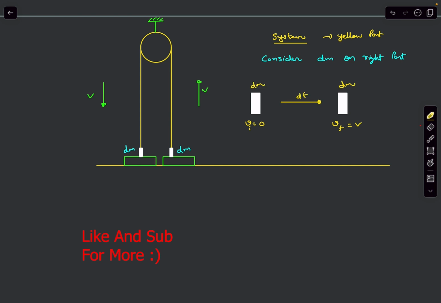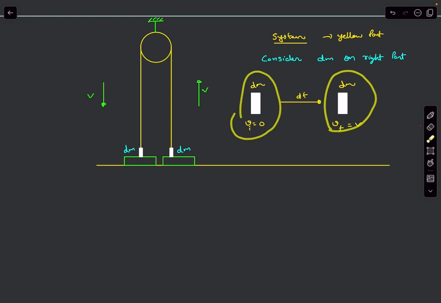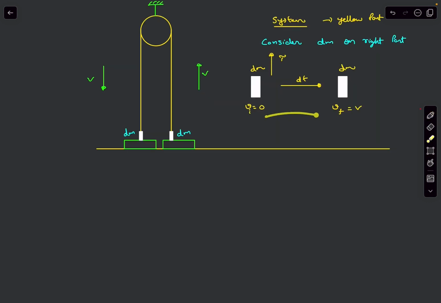So guys, obviously if we want to change the momentum of any mass, then there must be some impulse or force acting on the mass, right? And in this case, it is clearly the tension force from the rope. Going from left to right, we can say that the impulse due to tension is nothing but the tension force multiplied by the time dt. And the final momentum is dm v. Initial momentum is zero. We can write the change in momentum as dm multiplied by v. So from here we get the tension force directly above dm as v times dm by dt.